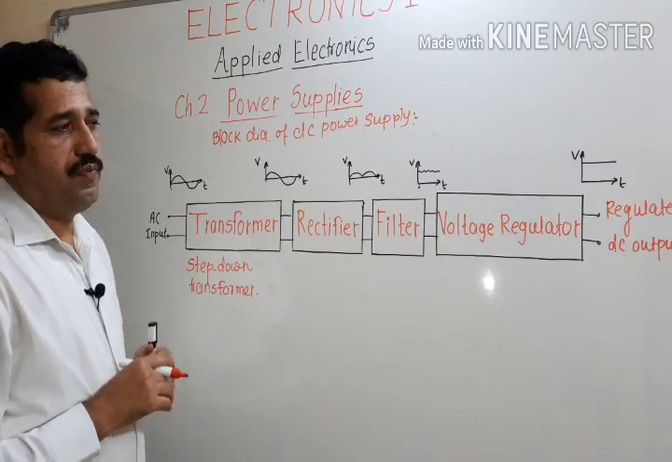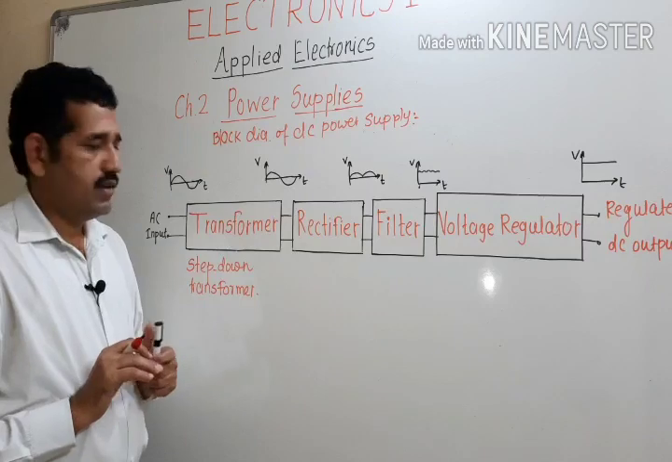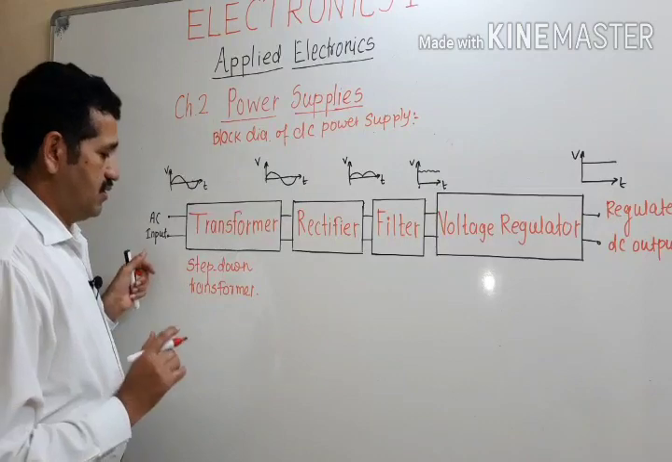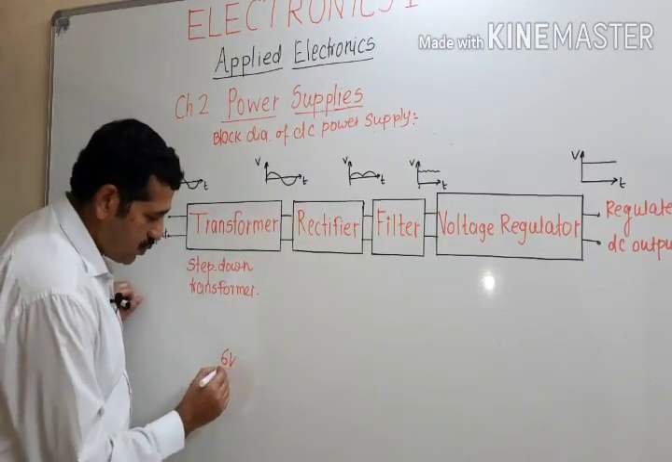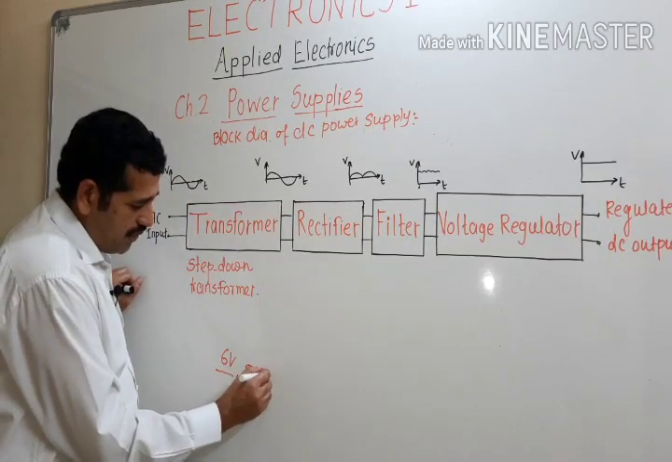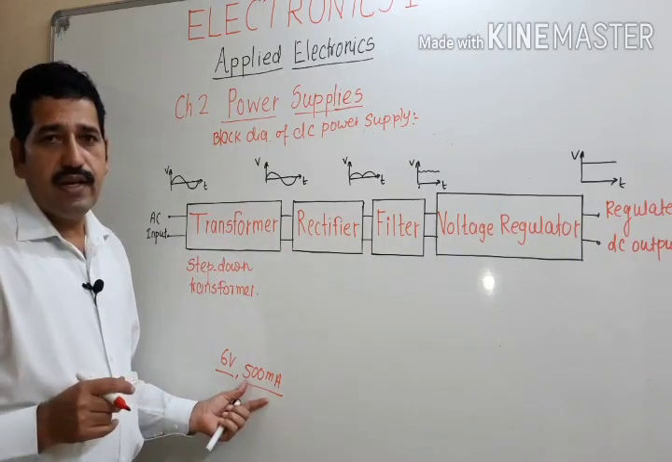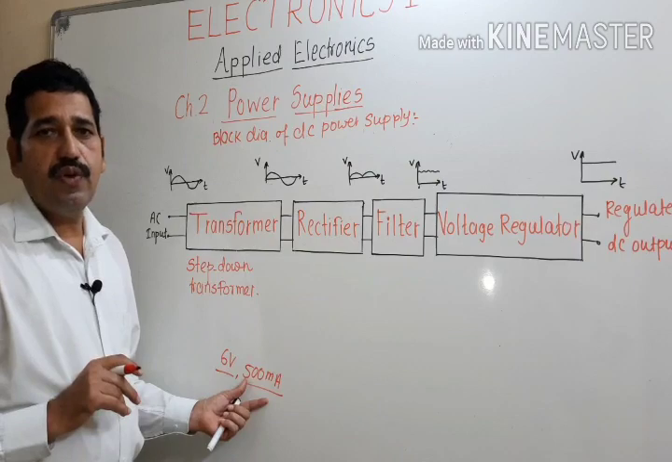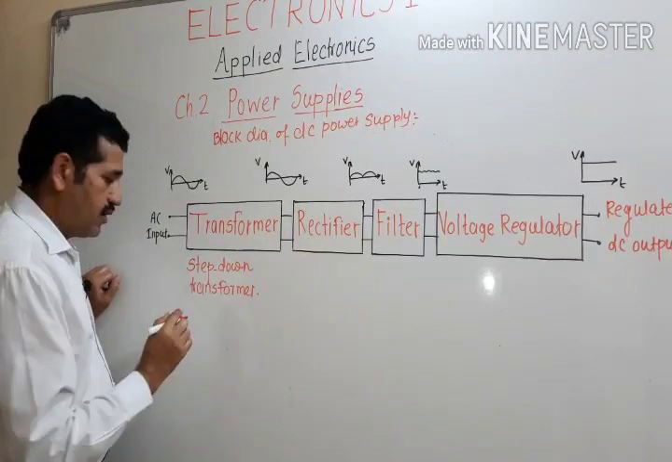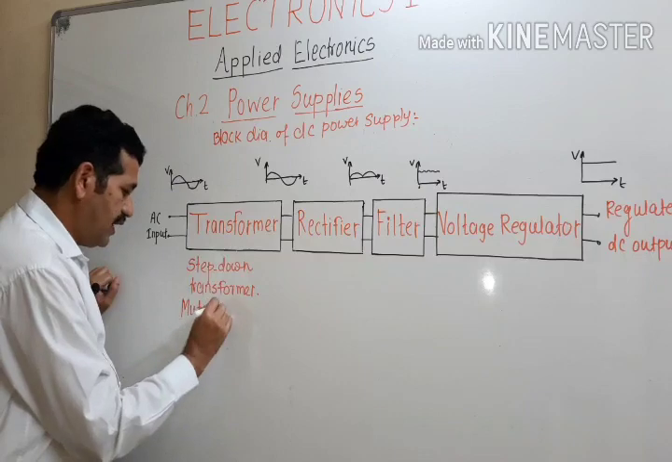Suppose we have to make a 5 volt DC power supply. Then we purchase a transformer of 6 volt and current may be 500 milliampere in general. This current rating may depend on the type of load. Now the transformer principle is mutual inductance.